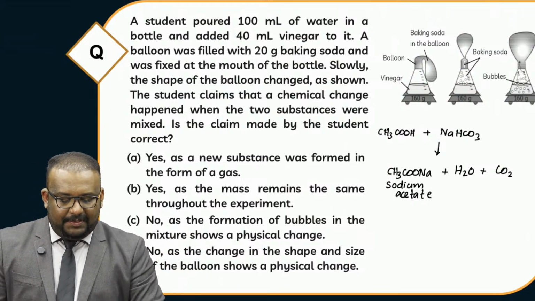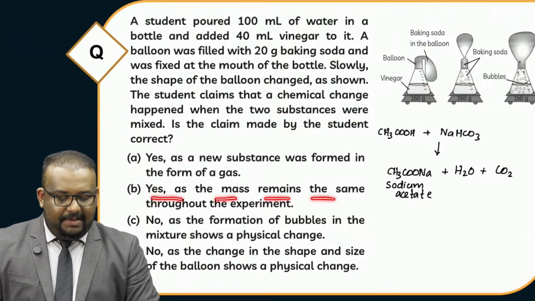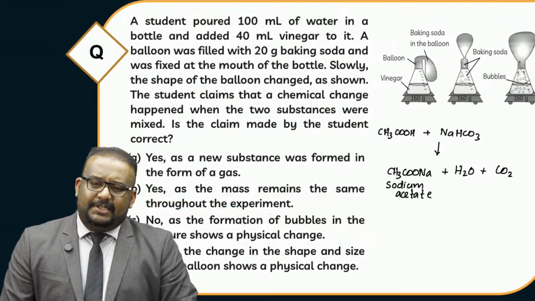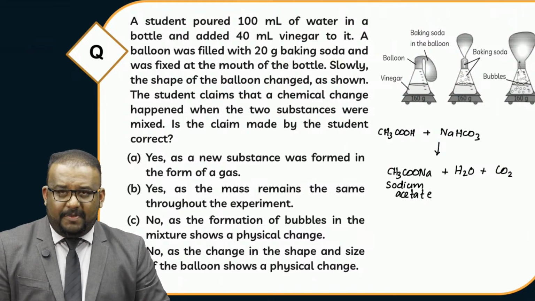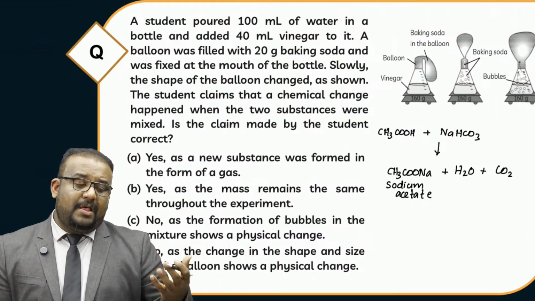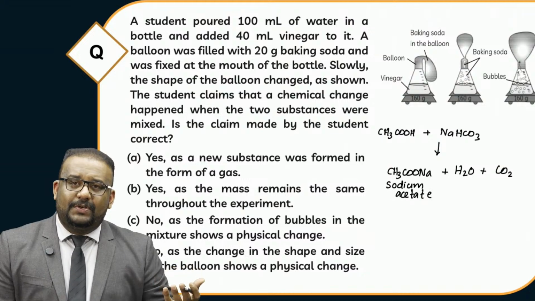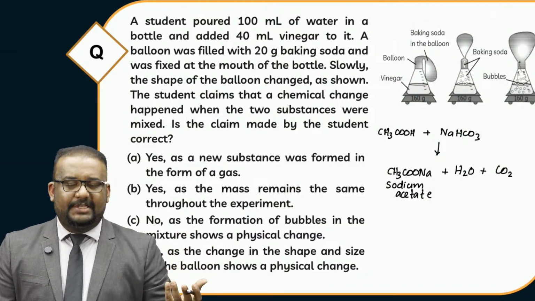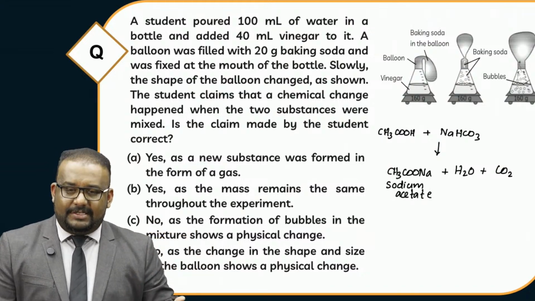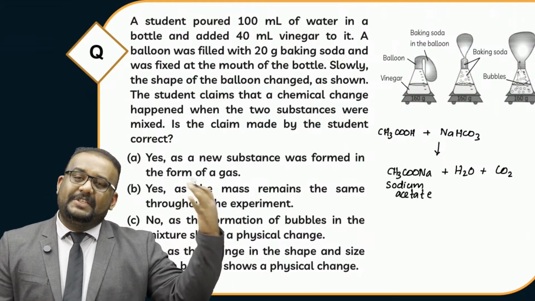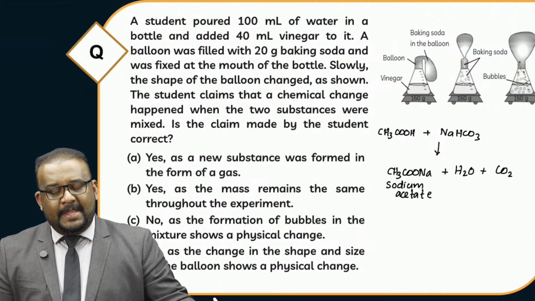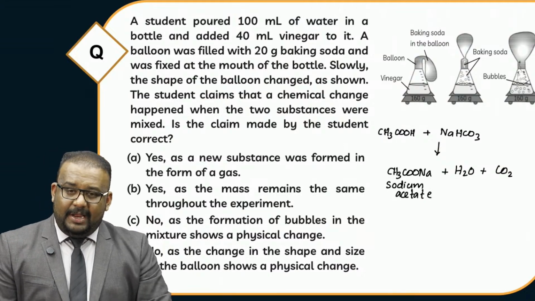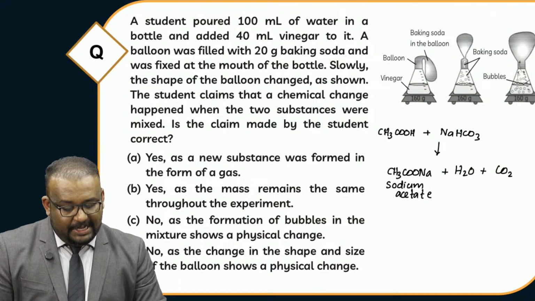Okay, let's read the other options also. Yes, as the mass remains the same throughout the experiment. See, law of conservation of mass holds true for a chemical change. There is no problem in that. But you do know that even in a physical change also, sometimes the mass can be conserved. For example, in a closed container, if you are heating ice, you will see that there is a physical conversion of ice into water, and there also there is no change in the mass. So that claim cannot be an accurate description of why it is a chemical change.